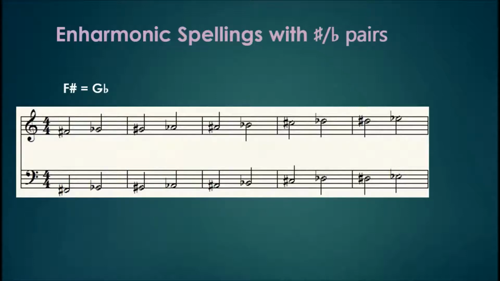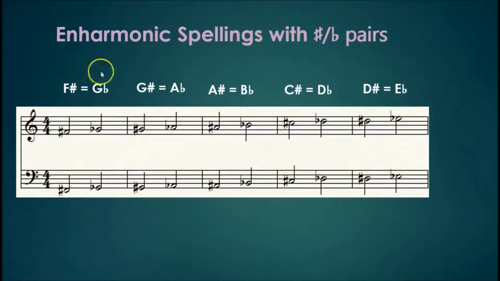That's why we call them different spellings. Same thing, G sharp is an enharmonic spelling for A flat. They're the same note. A sharp is the same as B flat. C sharp and D flat are enharmonic spellings. And lastly, D sharp and E flat are enharmonic spellings.